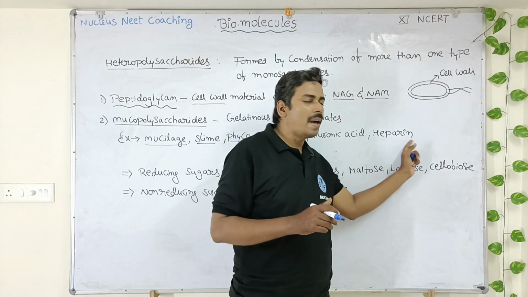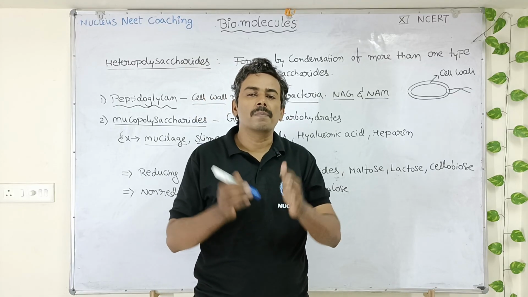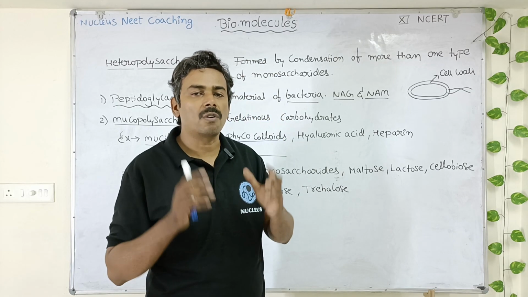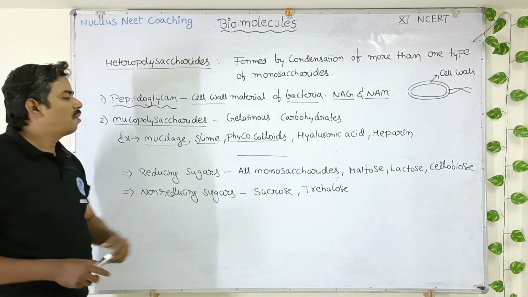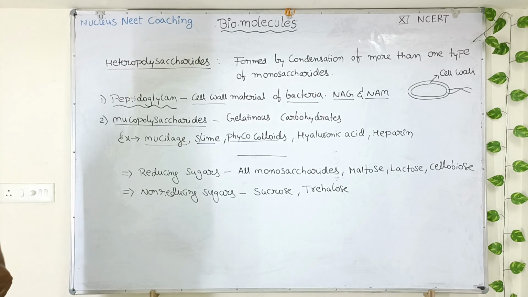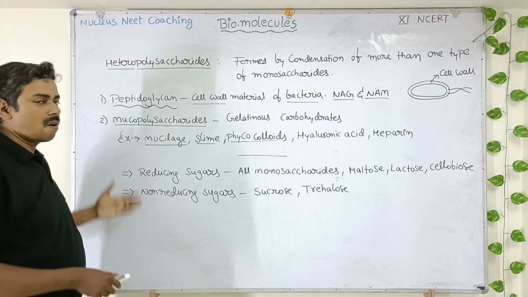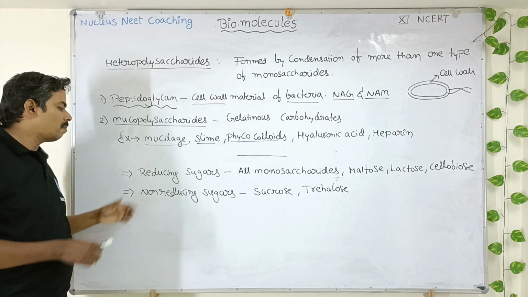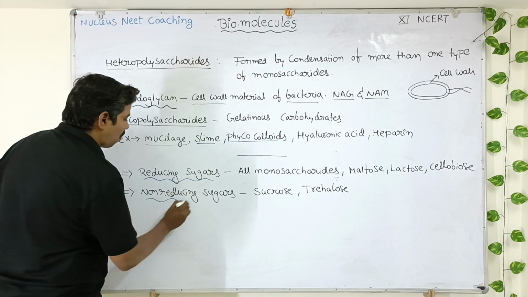Next is heparin. Heparin is an anticoagulant. It is present in blood. It prevents clotting of blood or coagulation of blood. So this is about different types of mucopolysaccharides. Understood, students?